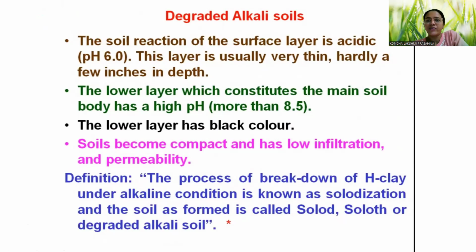Generally, the surface layer of these soils is acidic in nature, having the pH 6. This layer is usually very thin and hard within a few inches depth. The lower layer, which contains sodium carbonate, has a higher pH of more than 8.5, and seems to be black in color due to the partial dissolution of humus. Generally, these soils are compact and have a low infiltration rate and low permeability.